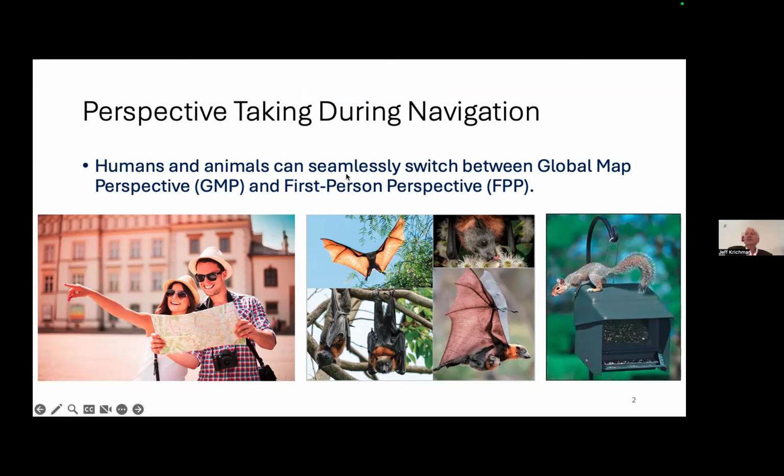So bats are incredible navigators, and they're up in trees, especially fruit bats, and looking down and flying all around. Have you ever had a bird feeder with a squirrel trying to get into it? You know, they must be doing some sort of three-dimensional perspective transformations. So we wanted to get at this.